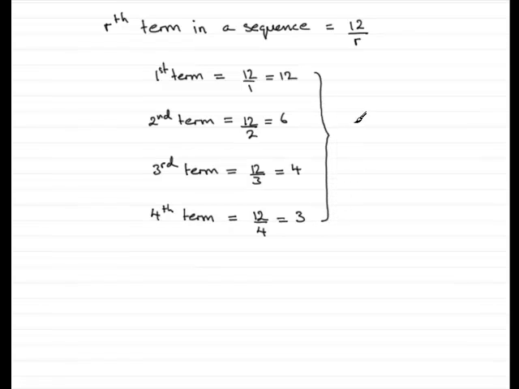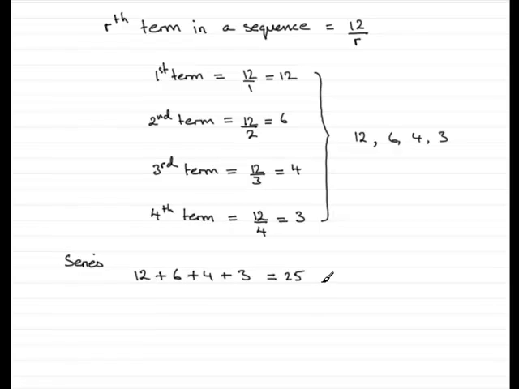A sequence is a set of terms obeying a particular rule, and that rule in this particular example was 12 over r. So the sequence was 12, 6, 4 and 3. Now when we add the terms of a sequence up, so if we added the terms 12 plus 6 plus 4 plus 3, then it is called a series. And if we add this particular series up, we get 25.